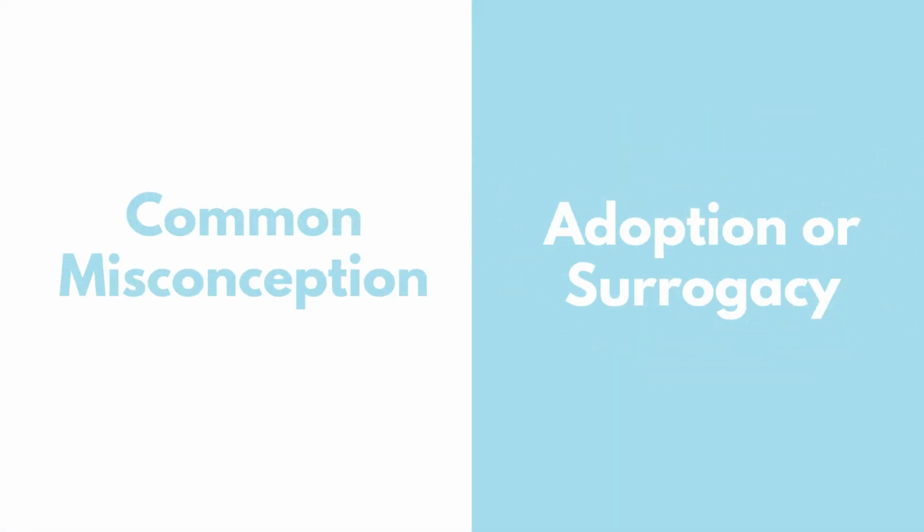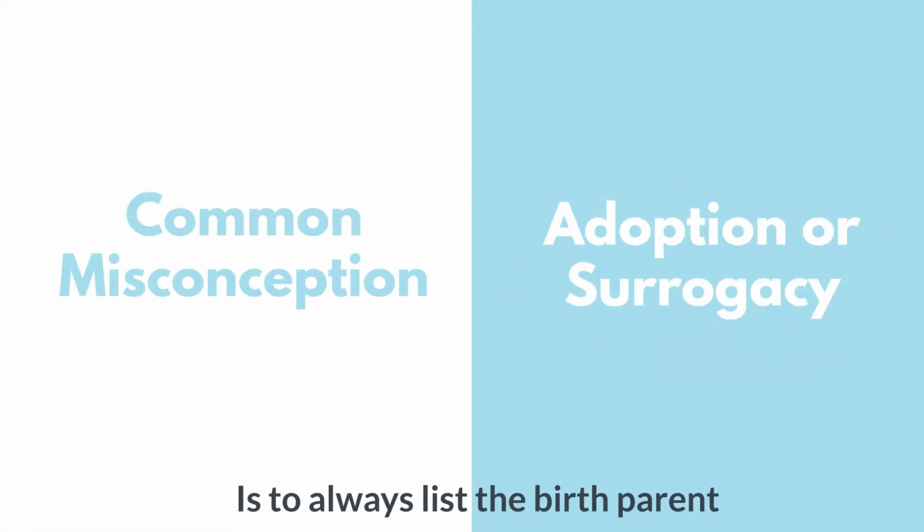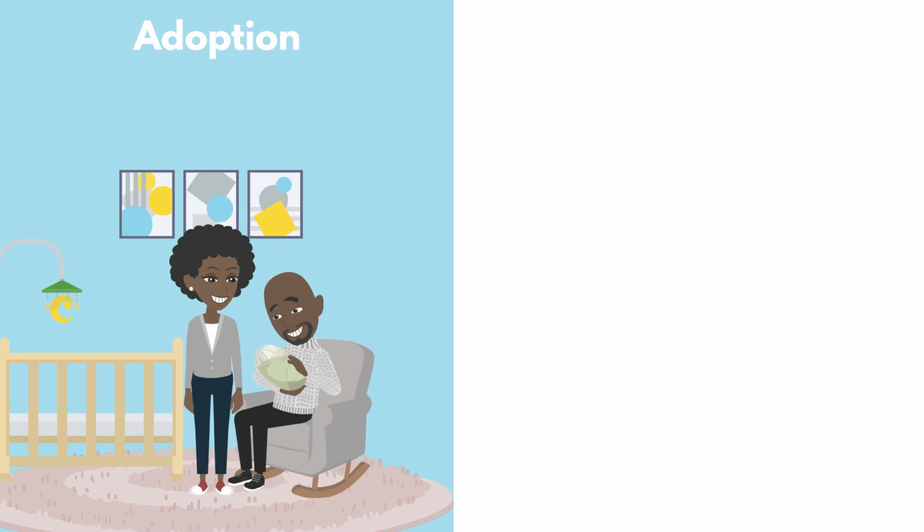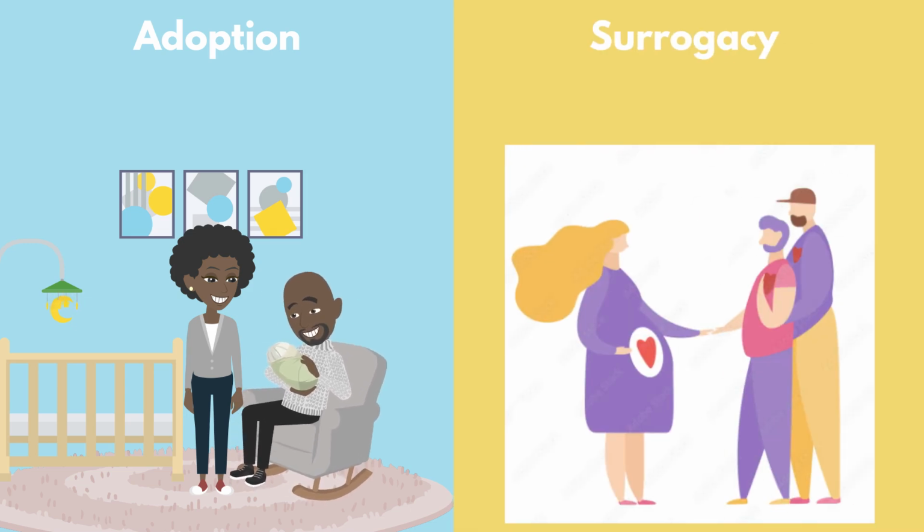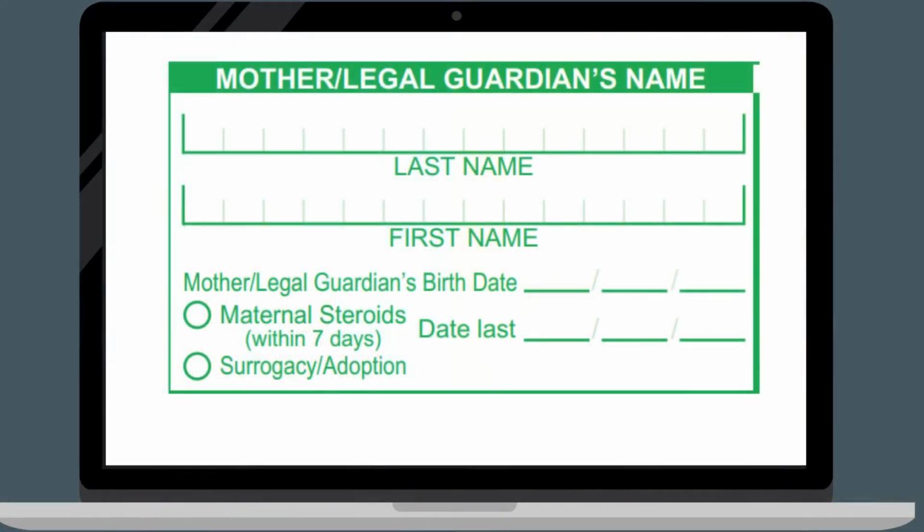A common misconception in adoption or surrogacy is to always list the birth parent. In the case of an adoption or surrogacy, use the name of the mother or legal guardian who will be taking the baby home. Do not write the birthing parent if they are not the legal guardian. Instead, write the legal guardian's name here and fill in the new surrogacy/adoption bubble.